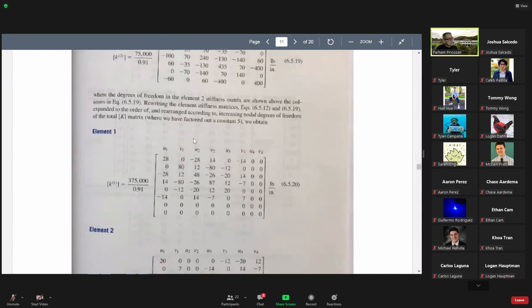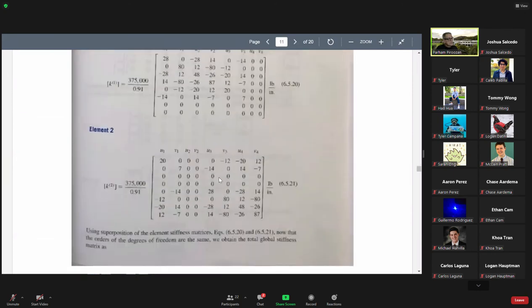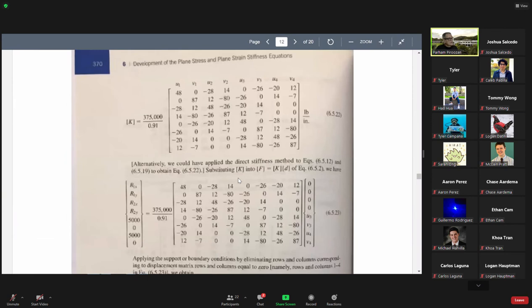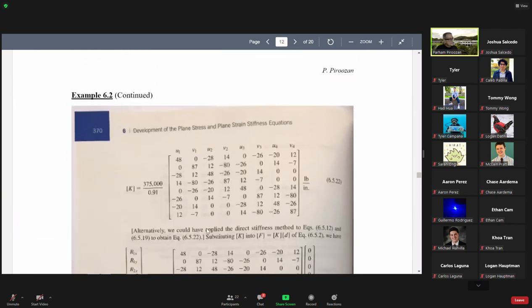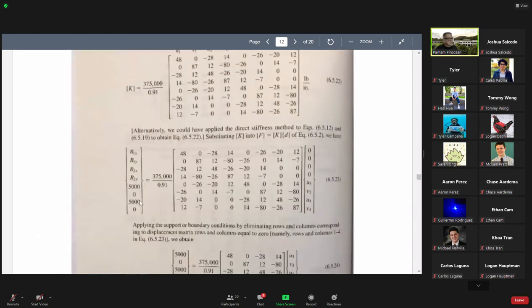And we have to sort them. Remember, this would be for nodes 1, 2, 3, 4. So sorting them like this for element 1 and for element 2. Finally, our global stiffness matrix is this one, 8 by 8, with U1, V1, U2, V2, U3, V3, U4, V4. Now, our system of equations would be like this.